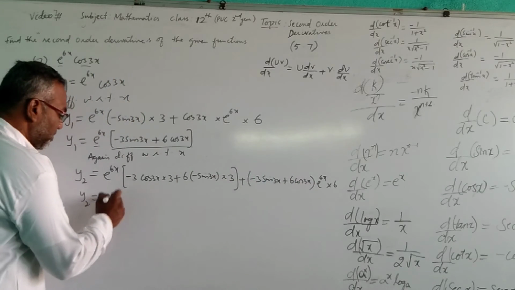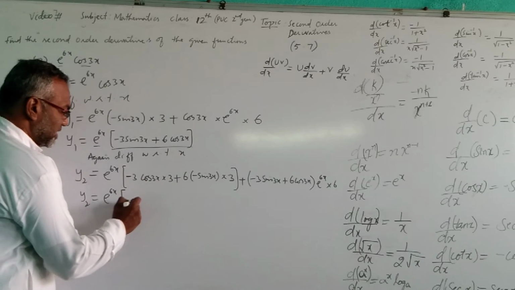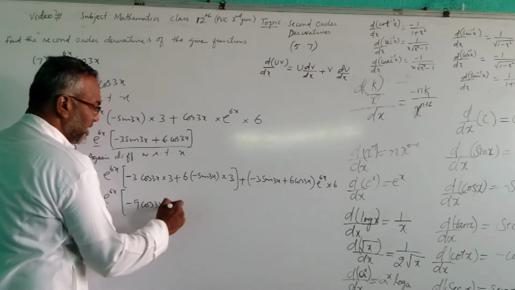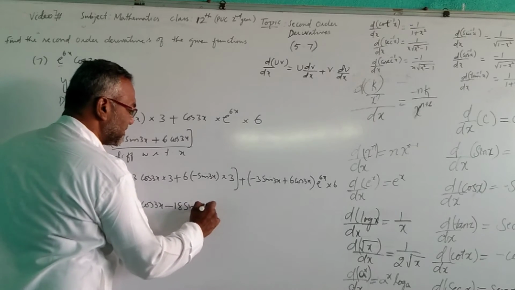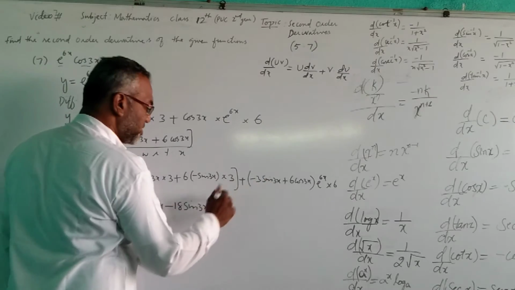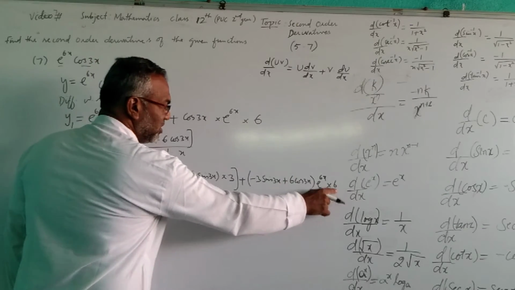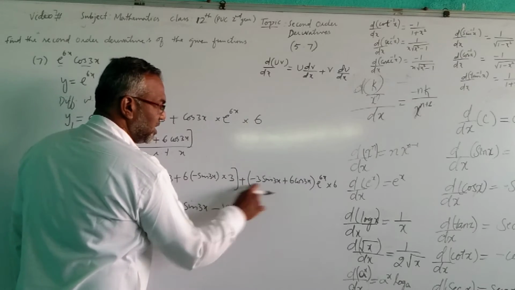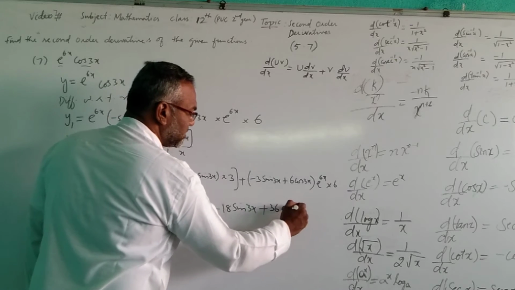So it becomes e to the power of 6x common. This will become minus 9, 3 into 3, 9 cos 3x. This becomes minus 6 into 3, 18 sin 3x. Then plus into minus is minus. This becomes 3 sin, 6 is there, 6 3s are 18. This 6 will also multiply to it, right? 18 sin 3x. Then plus into plus is plus. Then this 6 into 6 is 36 cos 3x.